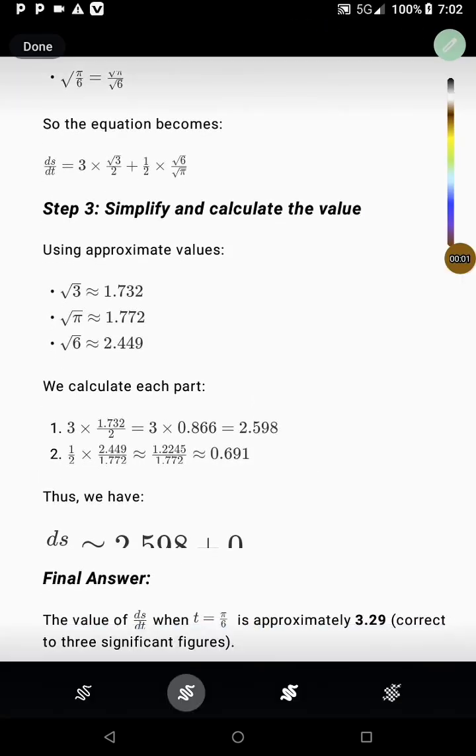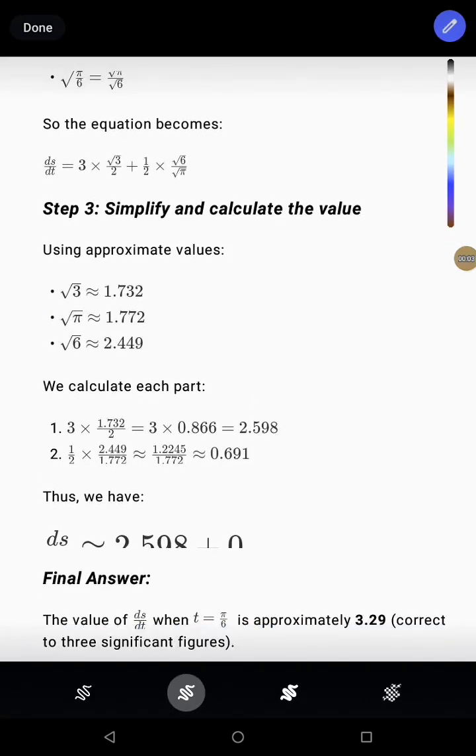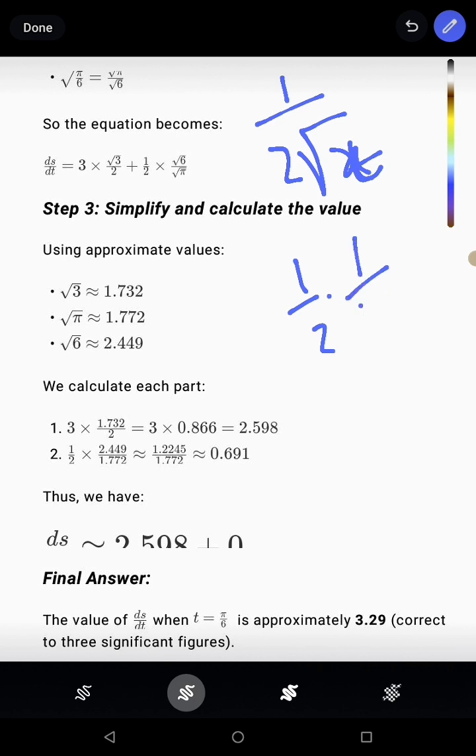Now to continue with this, what do we do? We already told you what our two terms would be. The first one, root 3 cos pi over 6, is root 3 over 2. And the other one we have is 1 over 2 root x, root t. What is our t? Pi over 6. So that will be the same as 1 over 2 times 1 over root 2.